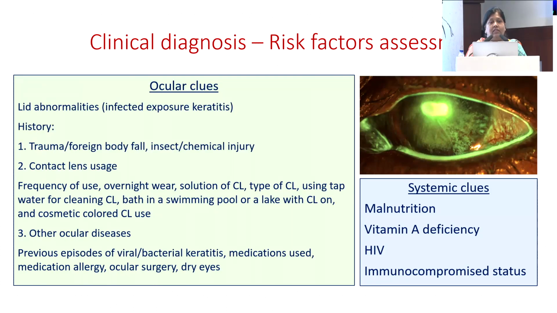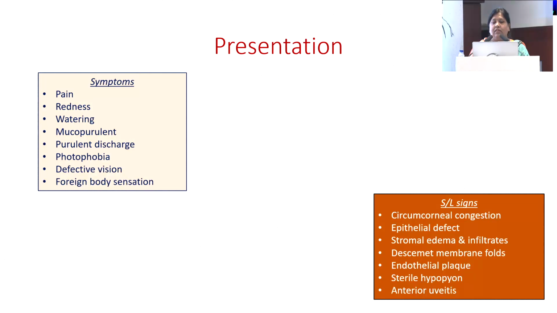Other ocular diseases which also predispose to corneal ulcers are viral and previous similar episodes, medications like steroids, medication allergies, ocular surgery, and dry eyes. Systemically, one must look for immunosuppression as well, malnutrition, vitamin A deficiency, HIV, or immunocompromised states.